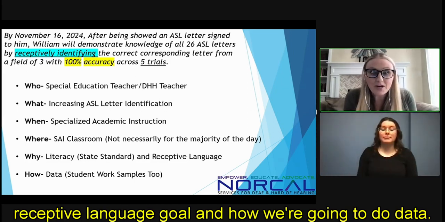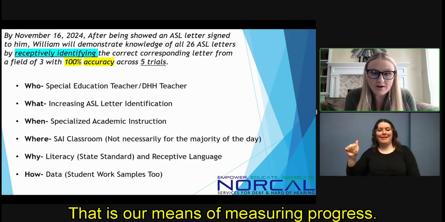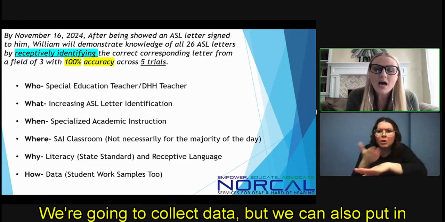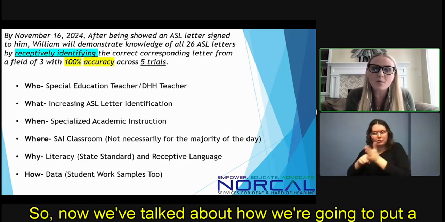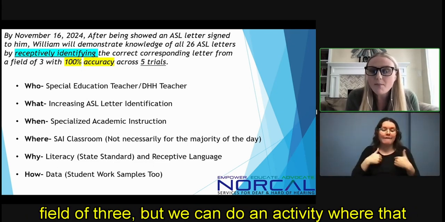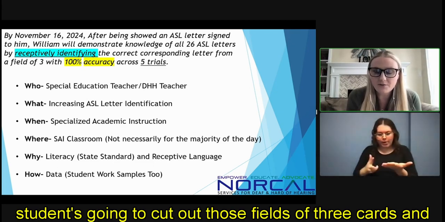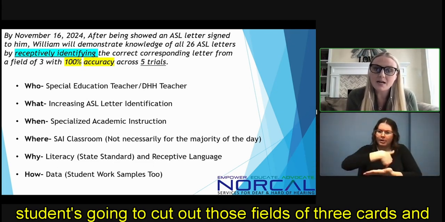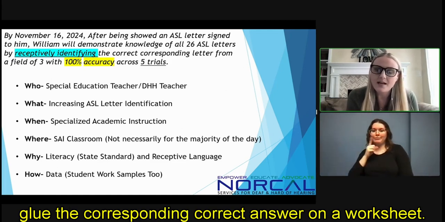And how we're going to do data. That is our means of measuring progress. We're going to collect data, but we can also put in the goal that we're going to collect student work samples. So now we've talked about how we're going to put a field of 3, but we can do an activity where that student's going to cut out those fields of 3 cards and glue the corresponding correct answer on a worksheet.